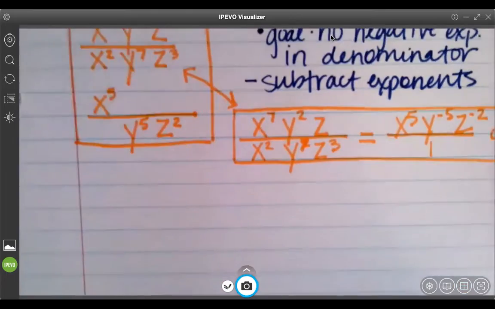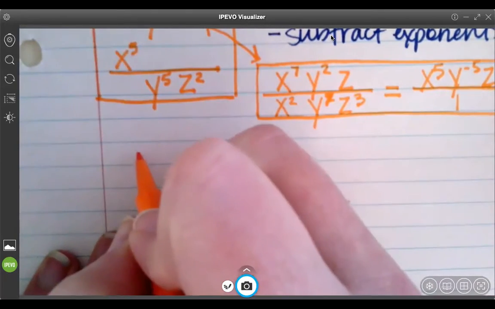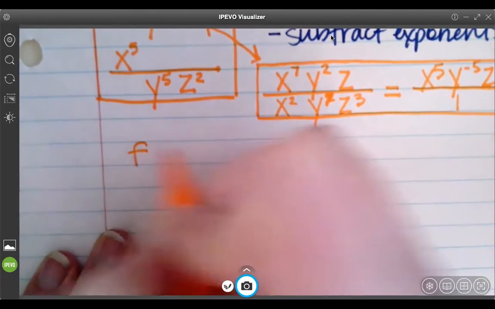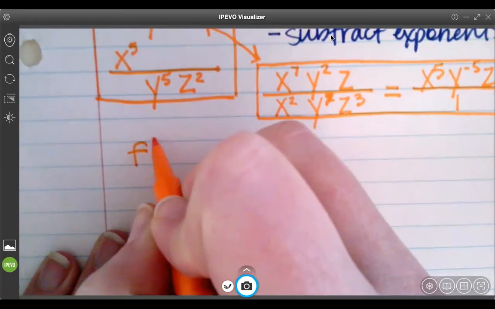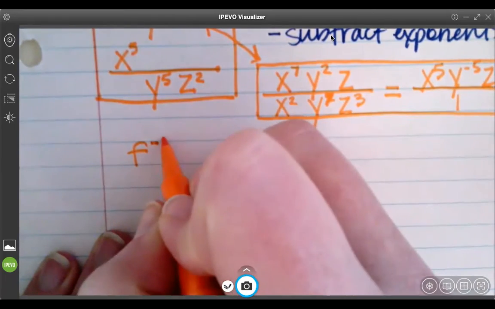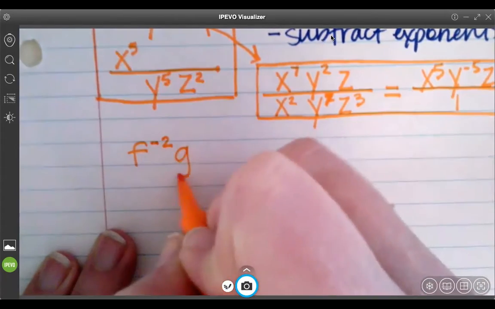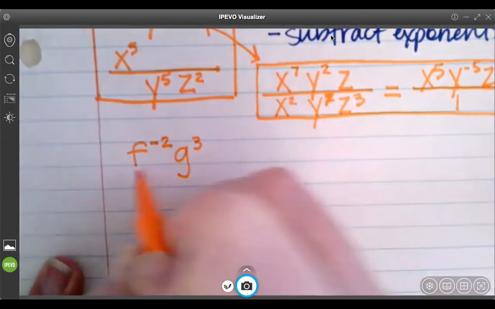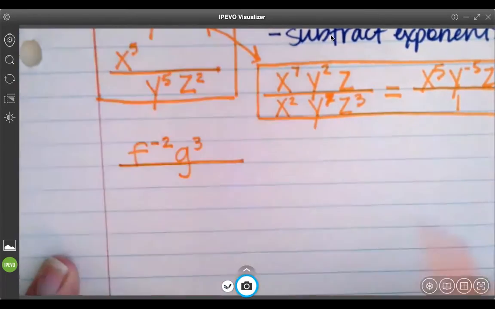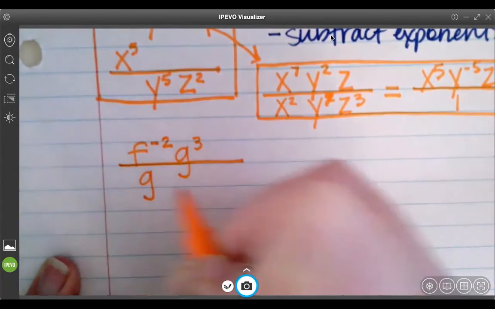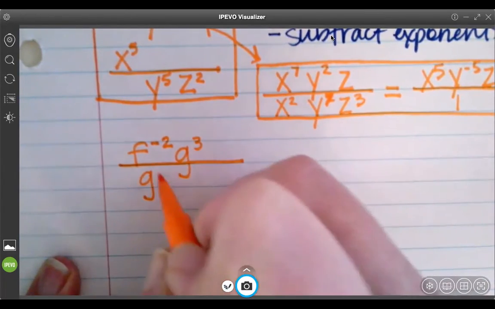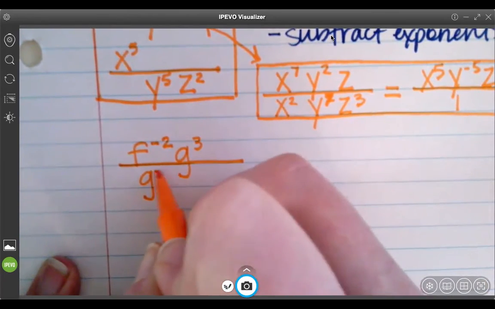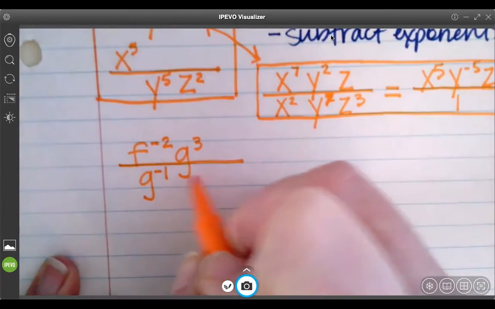I also want to do just another one down here. Let's do f to the negative 2nd, g cubed, over g to the negative 1st, h squared.